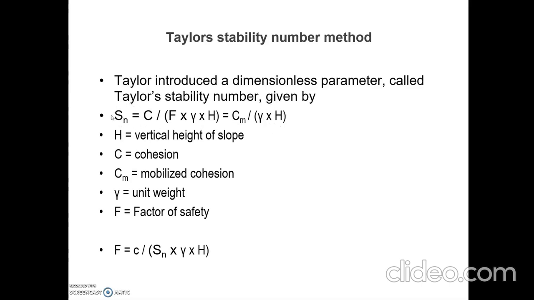So Sn can be found by using the equation C divided by F into gamma into H, or if we know the value of mobilized cohesion, we can use Cm divided by gamma into H. And if we are asked to find factor of safety, we can use the equation F equal to C divided by stability number, that is Sn, into gamma into H.